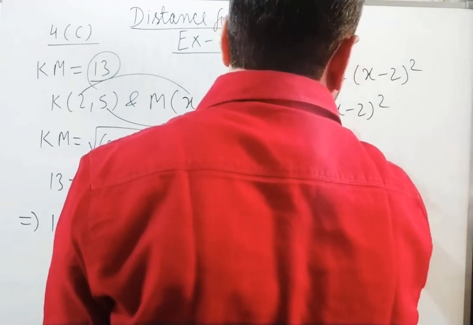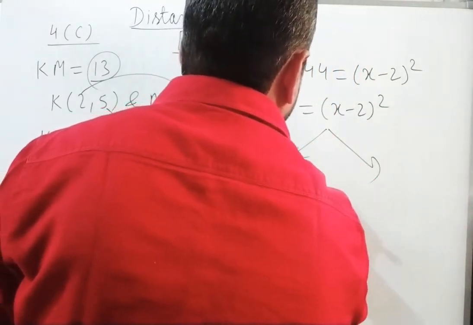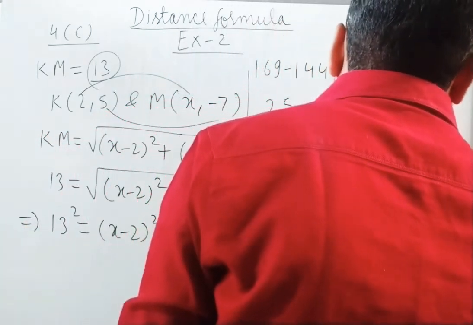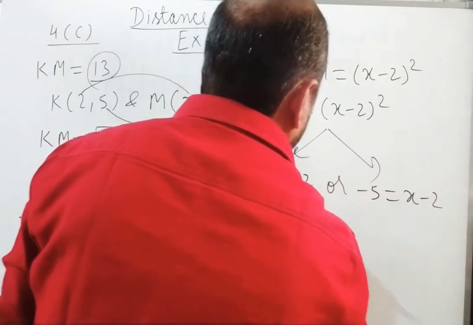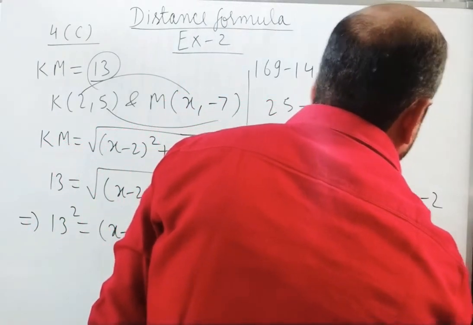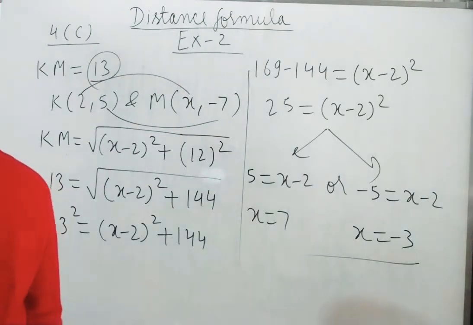Now you can solve in two ways. When you take the square root, 5 is equal to x minus 2 or minus 5 is equal to x minus 2. So x will be 7 or x will be minus 3. So these are the possible values of x. Correct?